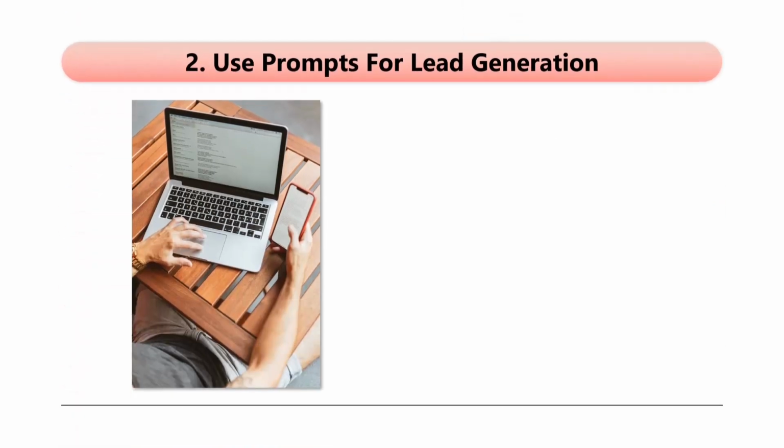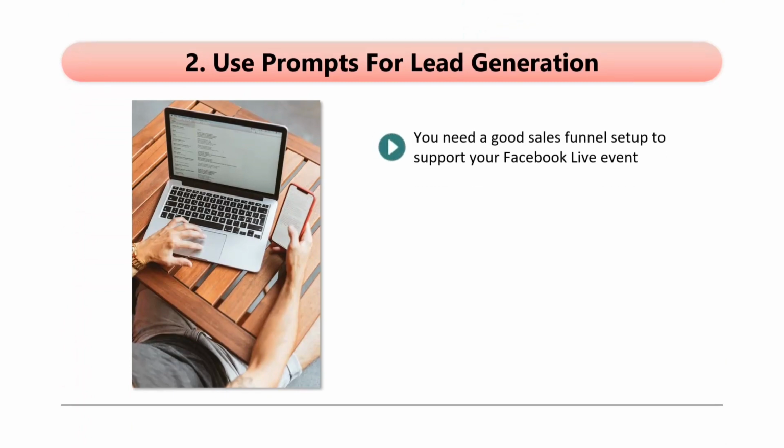2. Use prompts for lead generation. You need a good sales funnel set up to support your Facebook Live event. Then you need to steer your viewers into your funnel. You want to capture their email address so that they join your list, so offer the download of something valuable for free, for example. Tell your event viewers what you are going to cover in your video.